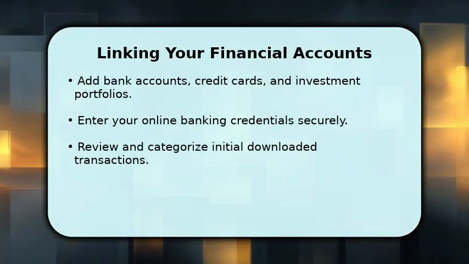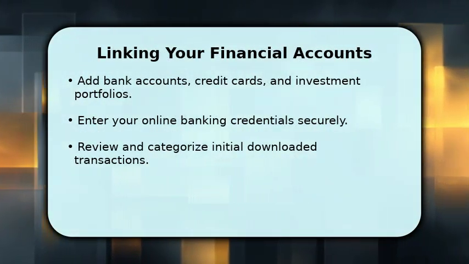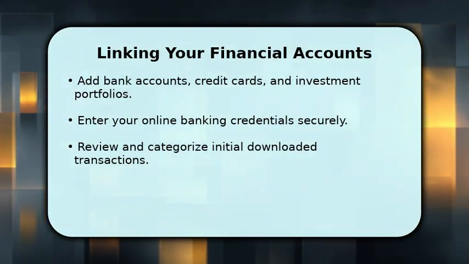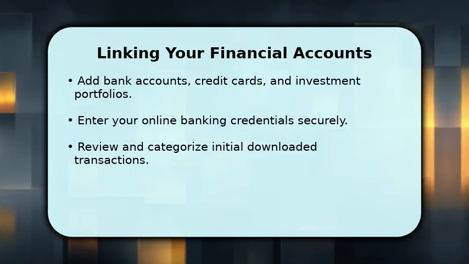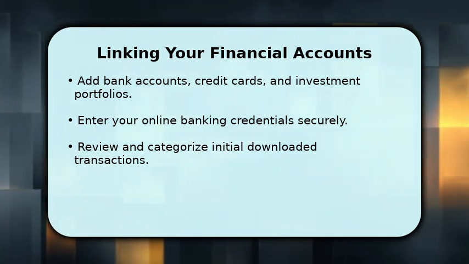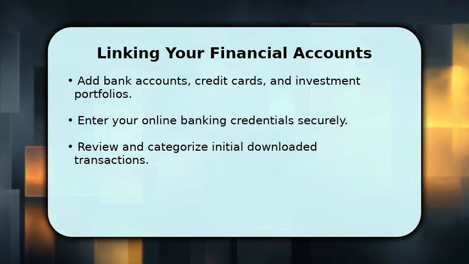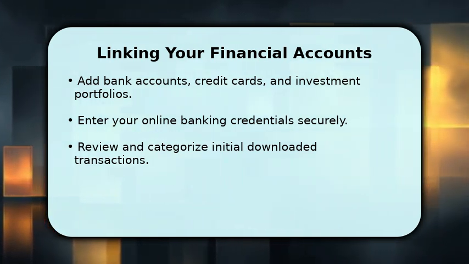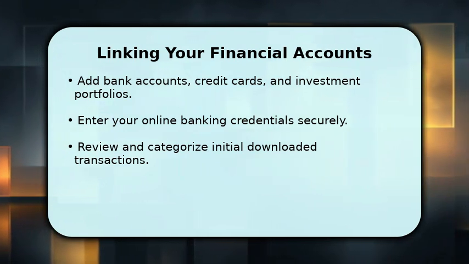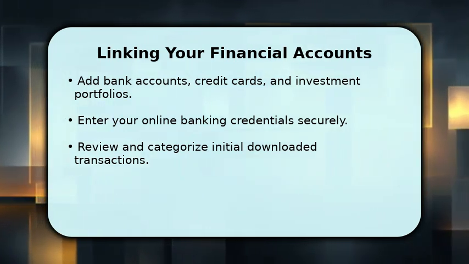Now, let's connect your financial institutions. Navigate to the Add Account section and choose the type of account you wish to link, such as a checking account, credit card, or investment portfolio. You'll need to enter your online banking login details for each institution. Quicken uses secure encryption for this process.